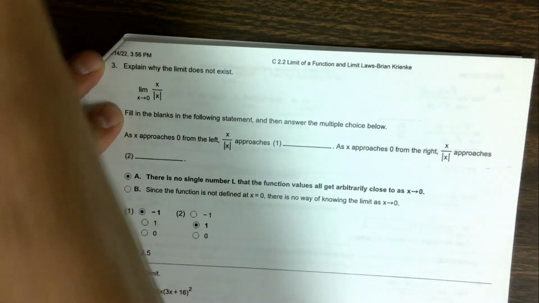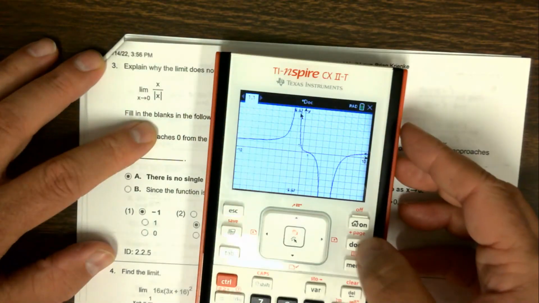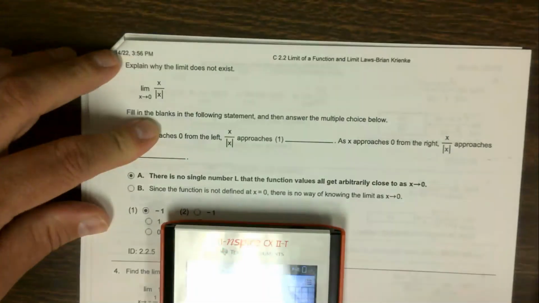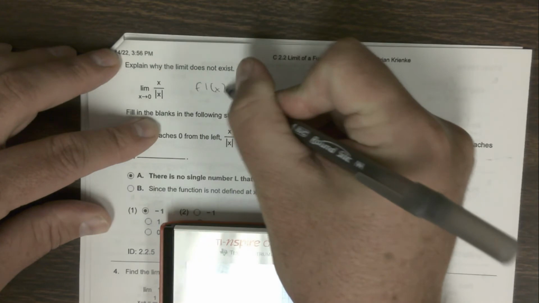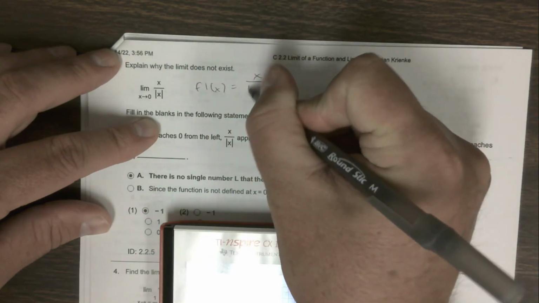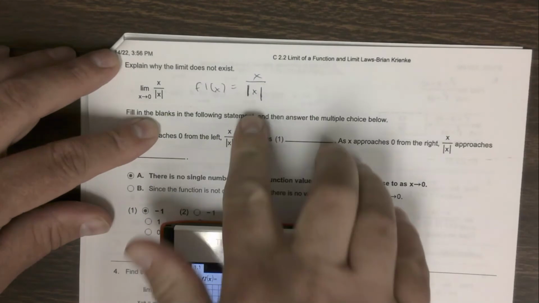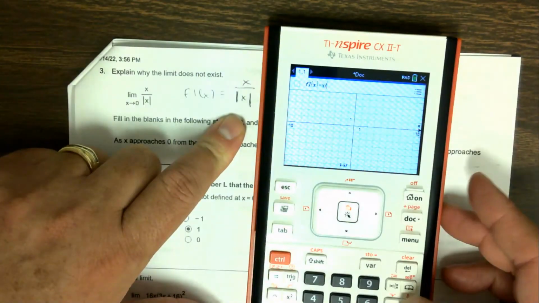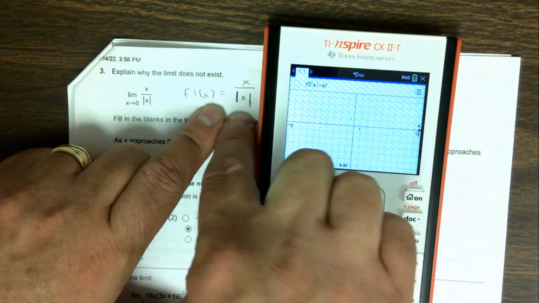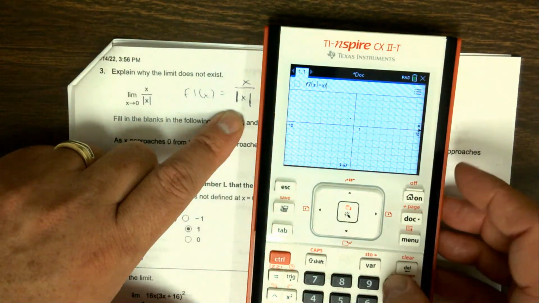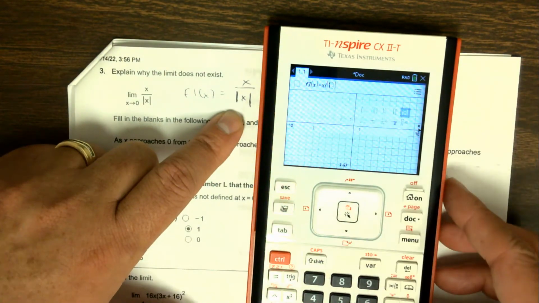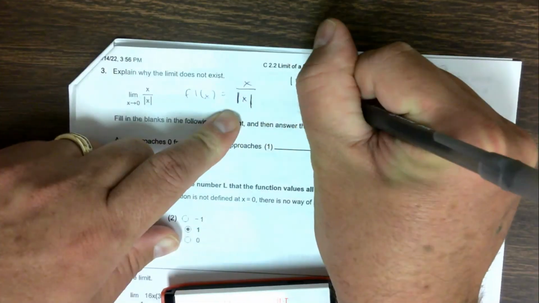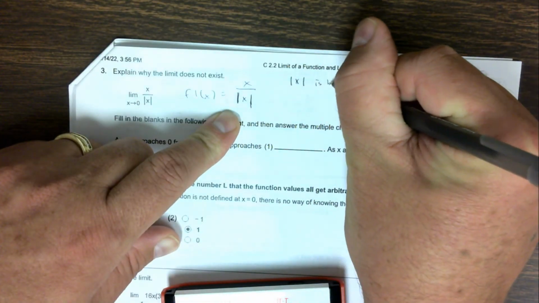So if we're doing a graph, now first off, we would just graph the function to be x over absolute value of x. Don't try typing in limit. We just want x divided by, remember that's the absolute value symbol, so you have to do the button to the right of the 9 and then right over there. So remember this is the button to the right of the 9.